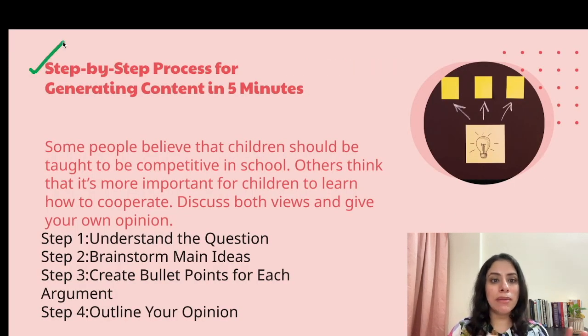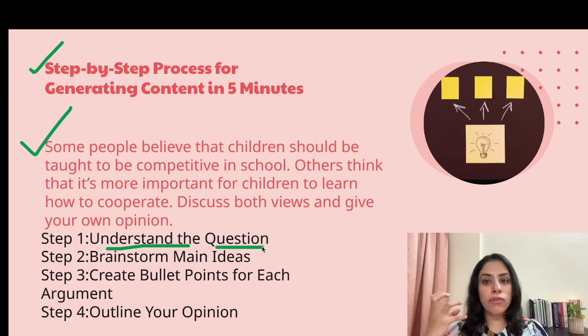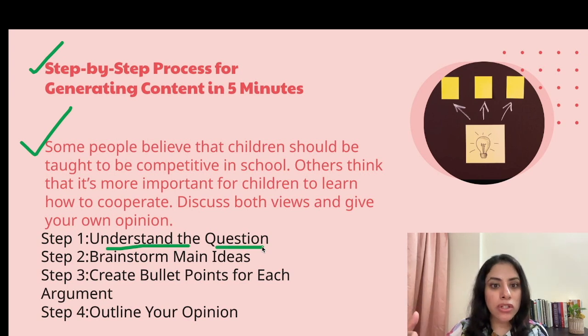Now I'll tell you a step-by-step process for how to generate the content in 5 minutes. So we have read the question. So step 1 is understand the question. If you are in doubt, read your question one more time, read it two times, read it three times until you get the clarity that you need to have. Then brainstorm the main ideas and create bullet points for each of the arguments.